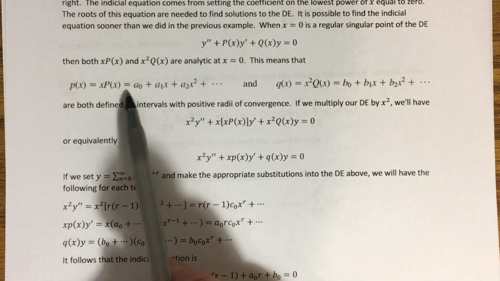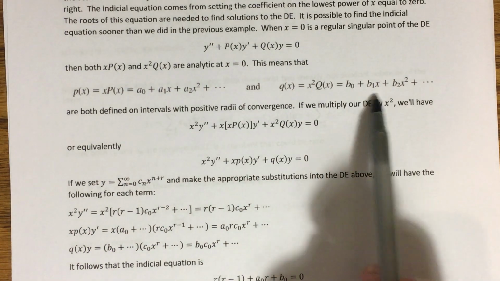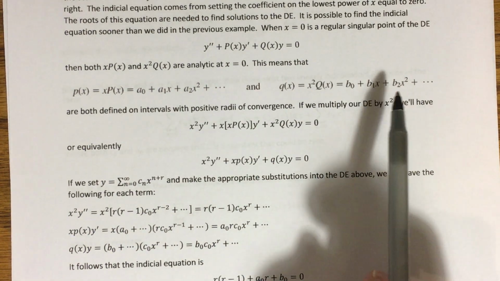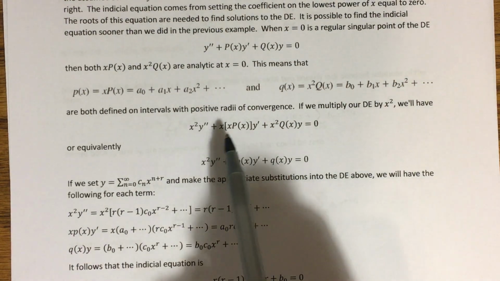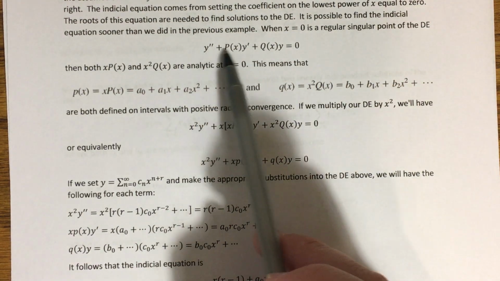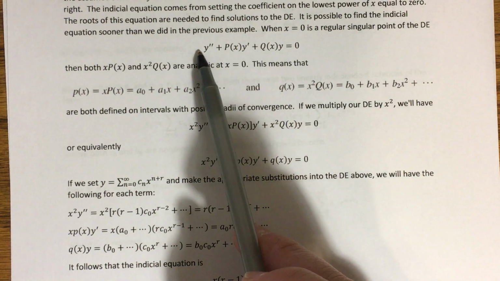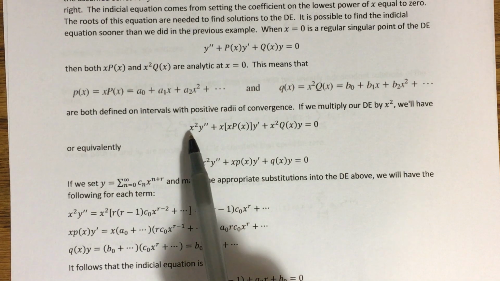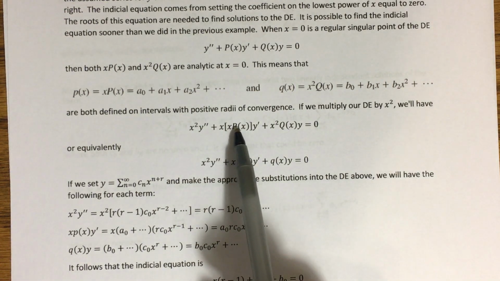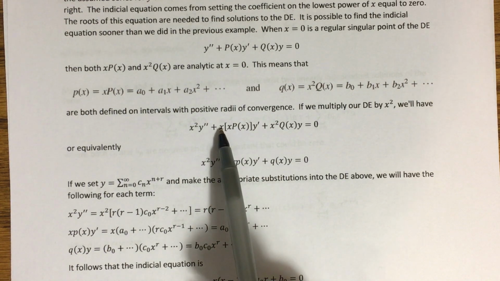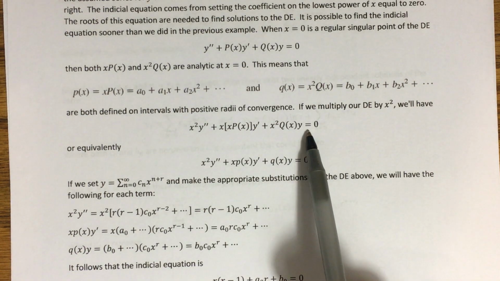So if that's the case, both of these functions are analytic, and so they're equal to these power series. What happens if we make some substitutions in our original DE? Well, if I multiply everything by x squared, I would get this: x squared y double prime, plus x squared capital P of x y prime, which I could write as x times x P of x y prime, plus x squared capital Q of x y equals 0.